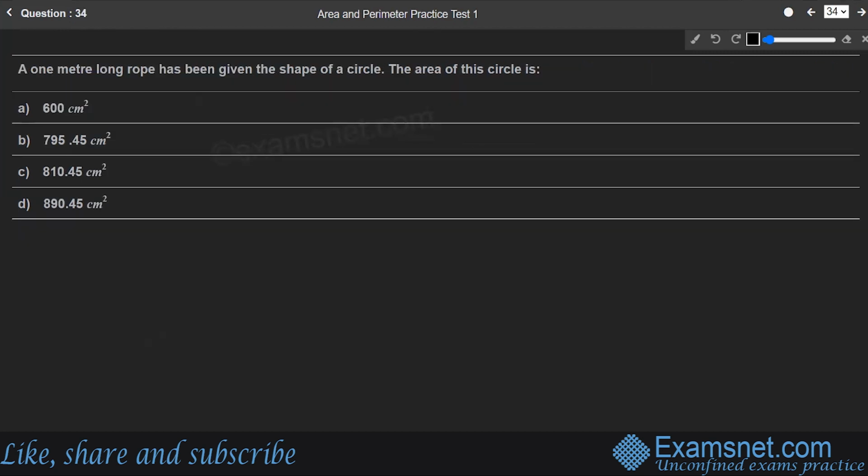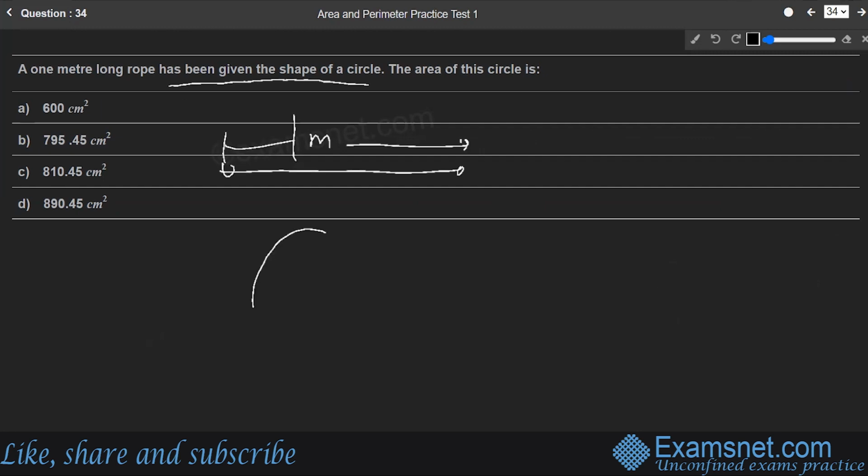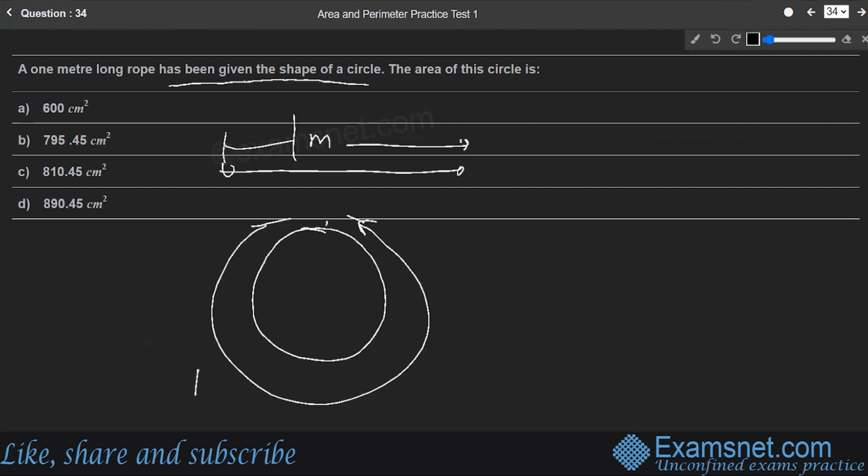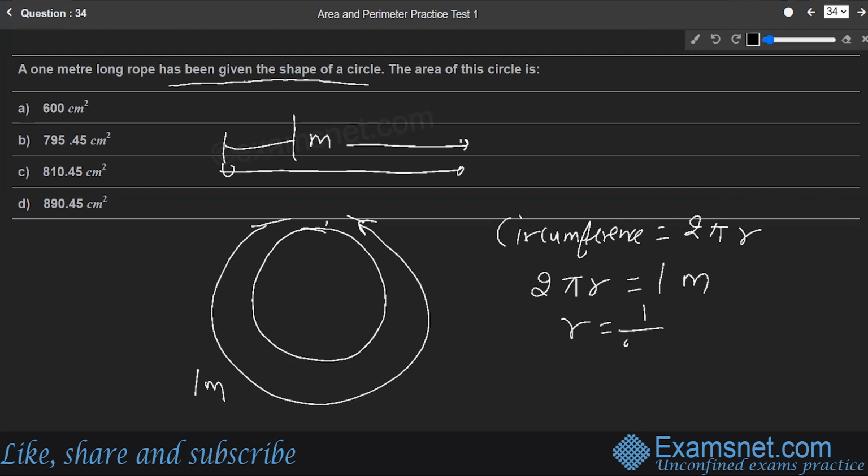Now, a 1 meter long rope has been given the shape of a circle. So whenever a 1 meter long rope is transformed into the form of a circle, obviously this 1 meter will be nothing but the circumference of that circle. So the circumference of the circle is now 1 meter. He's asking for the area of the circle. So clearly the circumference of a circle is given by the formula 2 pi r. So here 2 pi r is equal to 1 meter. So we can calculate the r value as 1 divided by 2 pi.